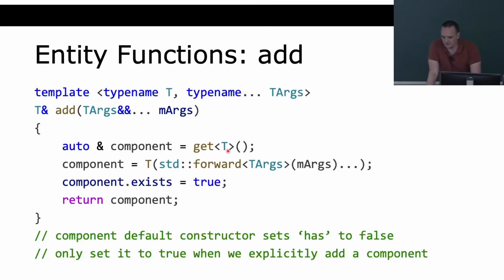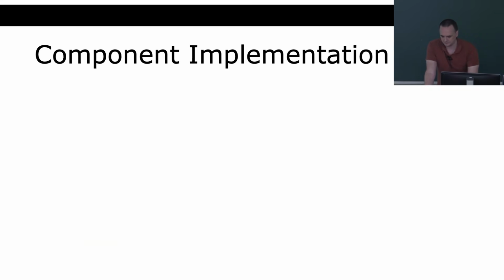So we're going to say get the component, then that component is going to construct that given type and forward the arguments that we passed in. And then we're going to make sure to set exists equal to true, because if we've added it, it now exists. So that's where we set exists, and then we return that component. So the component default constructor sets exists to false, and it's only set to true when we specifically add it like this. So that's add.